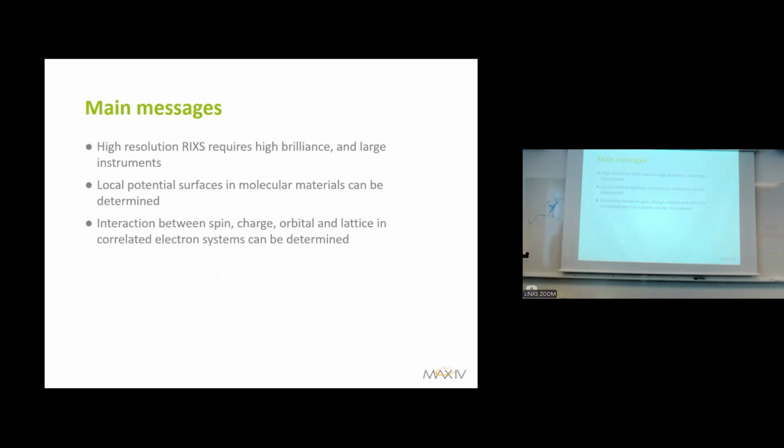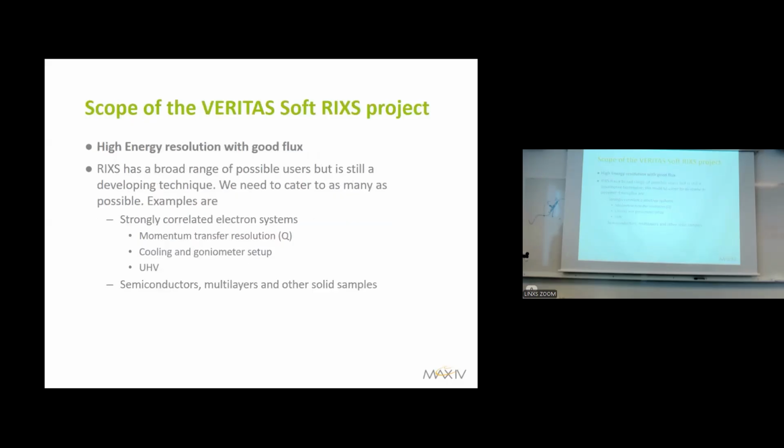So the main message for me is high resolution RIXS requires high brilliance, large instruments. It's one we have. You can determine local potential surfaces, of course, in chemistry, so that makes it useful. And then, of course, you have the correlated systems, which we'll hear more about tomorrow. And this is really the scope for the Veritas.